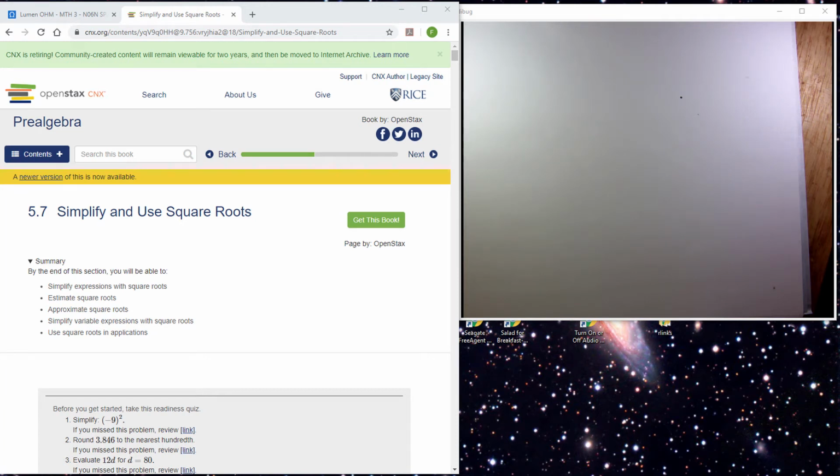In this section, we're going to take a look at simplifying and using square roots. Objectives for this section are simplifying expressions with square roots, estimating square roots, approximating square roots, simplifying variable expressions with square roots, and using square roots in applications. Let's take a look at this together.